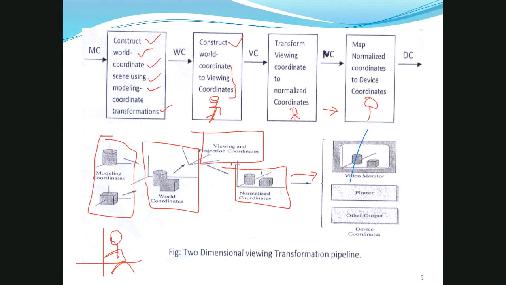Okay, so see here, in the device coordination, we can see video monitor and plotter using the x and y plane, and other outputs, like a picture. So here we have different devices to display the outputs. You can write all these different devices inside the device coordinates.